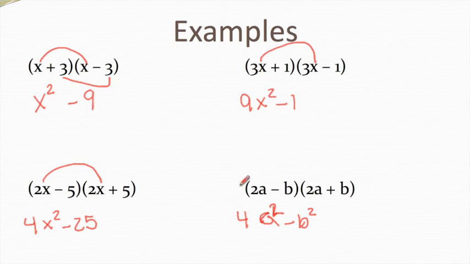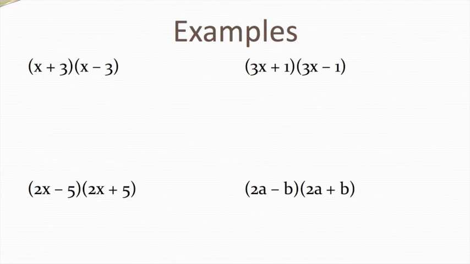So, a review. If we have opposite binomials, you multiply the two first terms and you multiply the two last terms. You do not have to FOIL. However, if you do FOIL, you will get the same answer. So, let's try another special binomial.